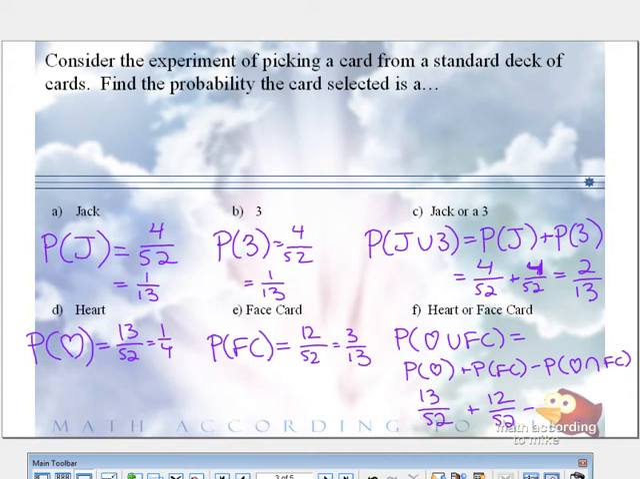But we need to subtract out how many hearts are also face cards. 3 out of how many total? 52. So again, we cannot just add the 13 and the 12 because you're double counting the Jack of Hearts, Queen of Hearts, and the King of Hearts. What is 13 plus 12 minus 3? 22 over 52. And that reduces down to 11 over 26.